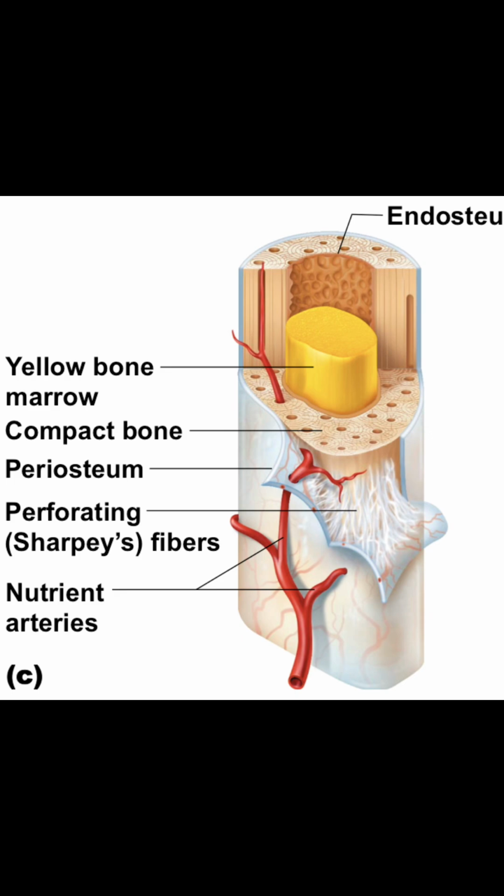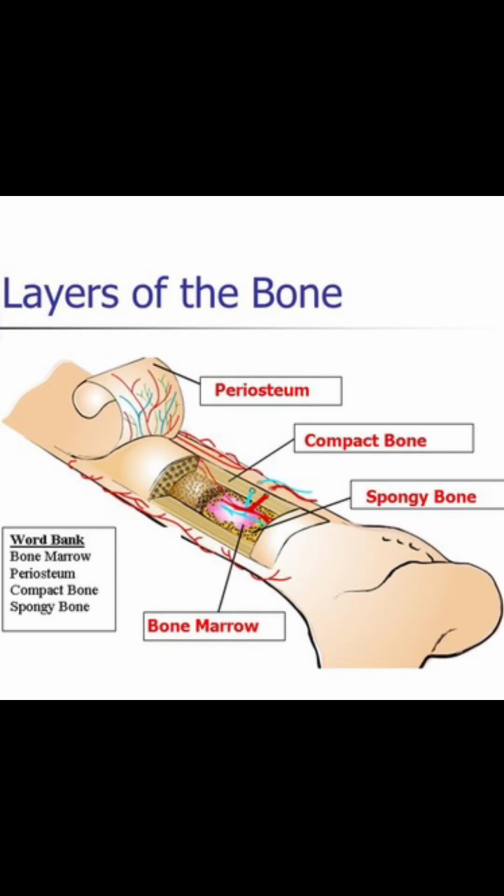Now we're going to talk about the layers of the bone. So bones have several layers that support growth and strength. The first one there is the periosteum. This is the tough outer layer that covers bones. It contains blood vessels and osteoblasts that help in bone repair and appositional growth.